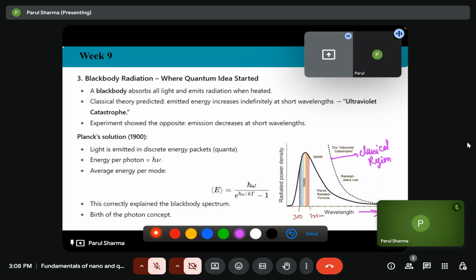So if you move to the higher frequencies, you can see that it is increasing continuously. So how can we define this? In the case of black body radiation, total energy is equal to density of modes into average energy per mode.